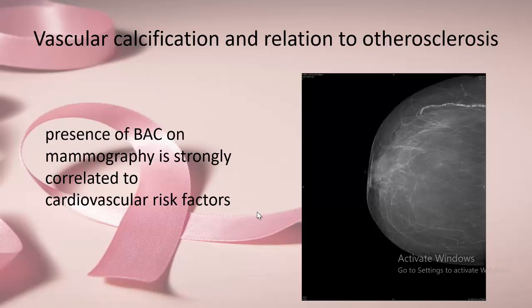Then we have again vascular calcifications related to atherosclerosis. The presence of vascular calcification on mammogram is strongly correlated with cardiovascular risk factors, and we did many researches before on that entity. But there are some diseases that may enhance this calcification, like diabetes. We can have, at 50 years, a patient with marked vascular calcifications because she is diabetic.